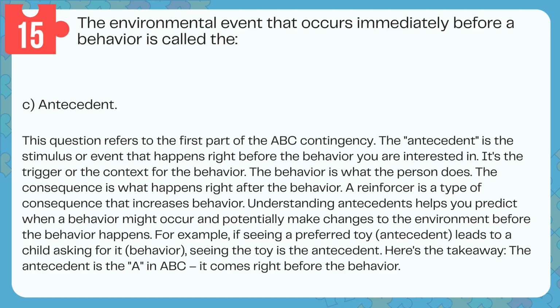Understanding antecedents helps you predict when a behavior might occur and potentially make changes to the environment before the behavior happens. For example, if seeing a preferred toy (antecedent) leads to a child asking for it (behavior), seeing the toy is the antecedent. Here's the takeaway: the antecedent is the A in ABC. It comes right before the behavior.